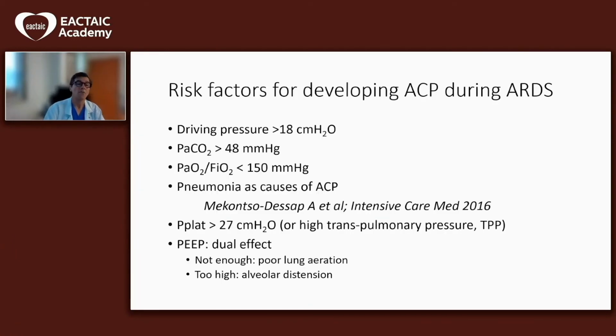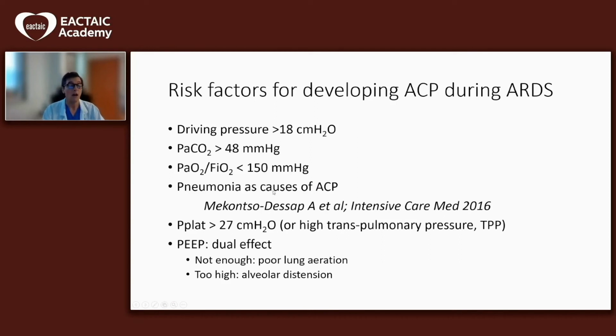There are a number of risk factors that have been identified to develop acute cor pulmonale in patients during ARDS. In a large cohort of patients with ARDS, Mekontso Dessap and colleagues identified driving pressure greater than 18 centimeters of water, PaCO2 greater than 48 millimeters of mercury, a P/F ratio of less than 150 millimeters of mercury, and pneumonia as a cause of acute cor pulmonale.